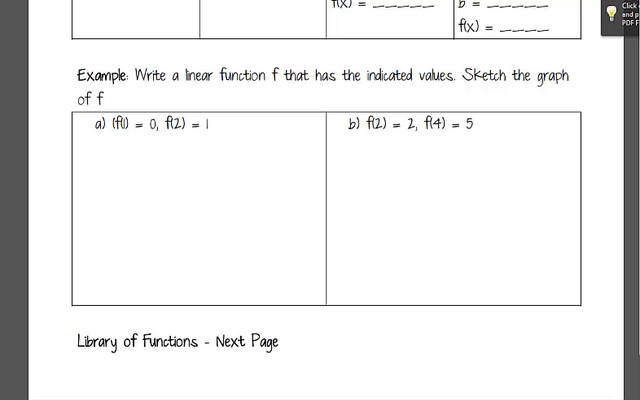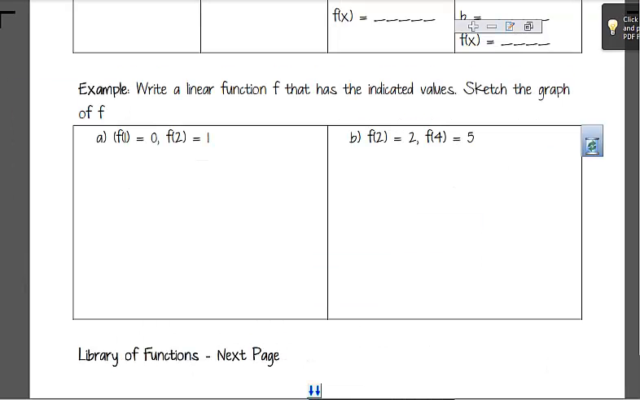All right, we want to write a linear function f that has the indicated values, and then we're going to sketch the graph of f. So we've got f of 1 equals 0, and also f of 2 equals 1. Basically by saying that, they've given us what? 2 points. So we get the point (1, 0), and also the point (2, 1). Those are our 2 points.